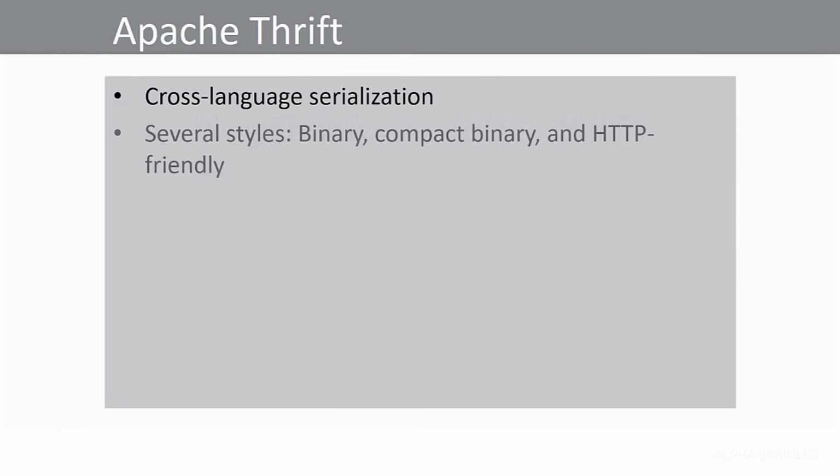Another one that's available to you is Apache Thrift. It is a cross-language serialization standard. It's got several different styles: binary, compact binary, HTTP friendly. GitHub actually has more information on a Kafka Thrift project.